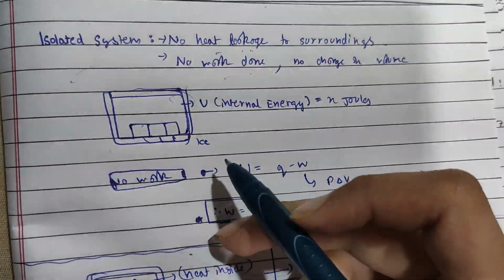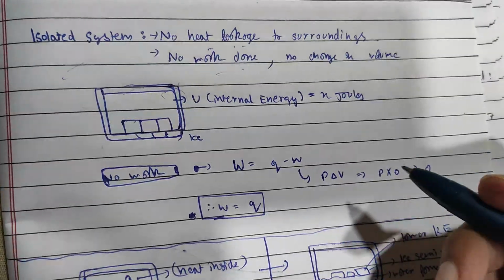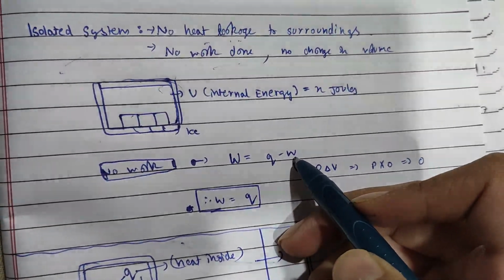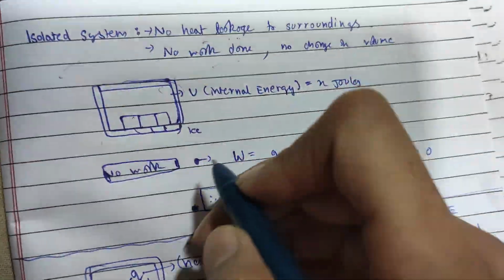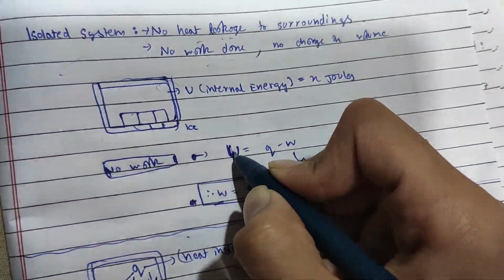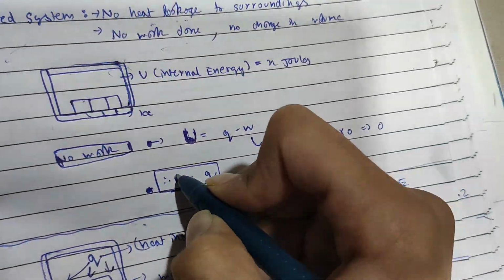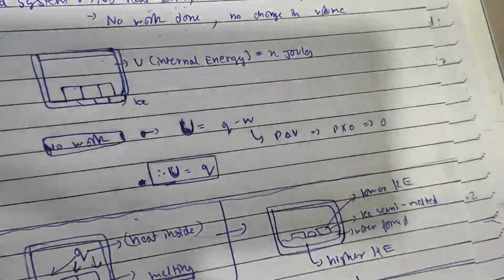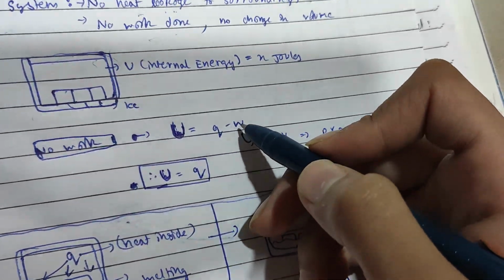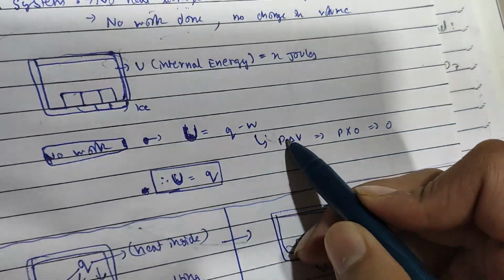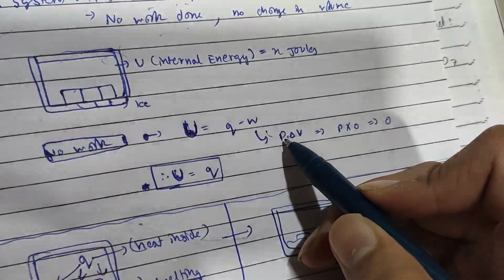As you all know the formula in thermodynamics, W equals Q minus W, heat minus work done. Wait, sorry, mistake. This is internal energy actually. My bad, sorry. So the change in internal energy formula is U equals Q, heat, minus W, work. The work is P into change in volume. P is pressure here, okay?